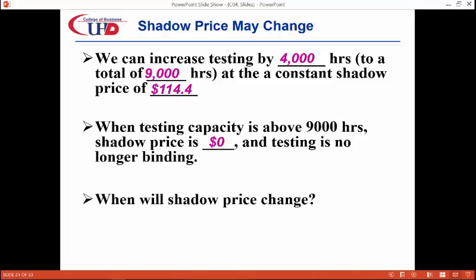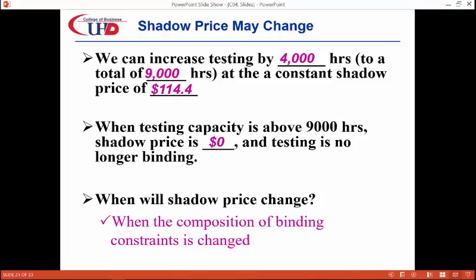So we know shadow price will change, but when will it change? It depends on how big you change the resource availability. If the resource availability is changed so large that some previous binding resource becomes unbinding, or some previous unbinding resource becomes binding, then the shadow price must be changed.